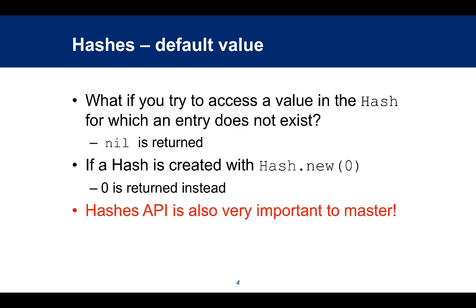So what if you try to access a value in the hash for which an entry does not exist? You'll get back a nil. Well, what if you don't want to get back a nil? Let's say you want to get back a 0. When you create the hash, you could say Hash.new and specify the default for an entry that does not exist. And we'll see in a minute why that's useful. I just want to reiterate here that the hashes API is very important to master. So far we have the string API, the arrays API, and the hashes API is also very important. So I'll take a long look at those 3 APIs.